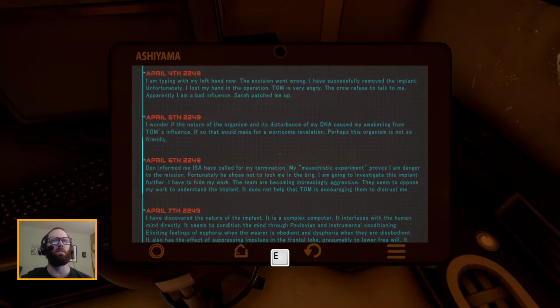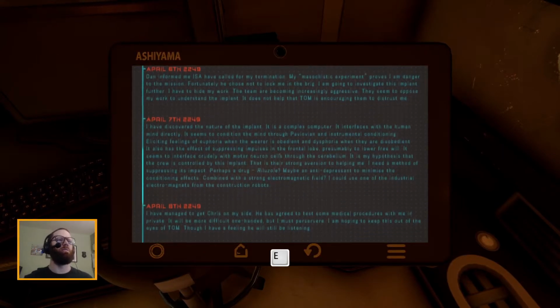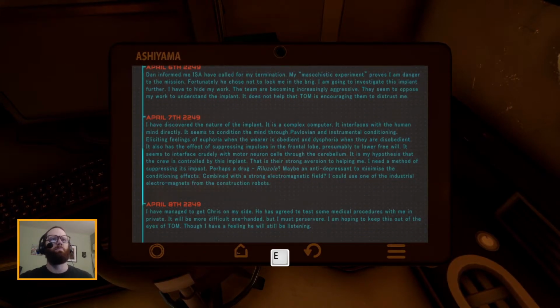I'm going to investigate this implant further. I have to hide my work. Boy. The team are becoming increasingly aggressive. They seem to oppose my work to understand the implant. It does not help that Tom is encouraging them to distrust me. Man, Tom is setting everyone against you. You also seem a little bit like a, what do you say, conspiracy theorist.